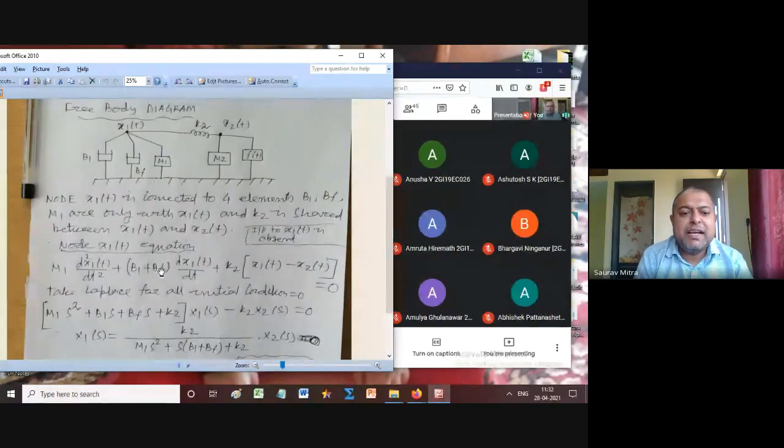So in that case, I have added B1 and BF. In the previous numerical we have seen, if friction is there, it can be added with the damper or dashpot element. So it is (B1 plus BF) into dx1(t)/dt. And why is there no x2 component? Because both sides of this BM, one side there is x1, another side there is 0.